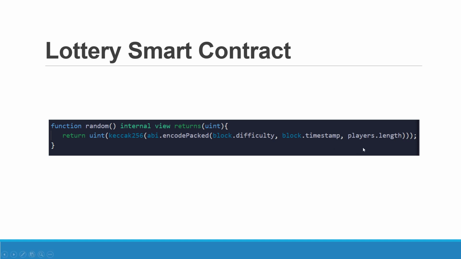And then we have players.length. Again, this is something which is very much predictable. So you can clearly see that in our smart contract, the random number that we are using is totally predictable. It is not a random number at all. And this poses a great threat to our lottery smart contract, right? So what is the solution to this? We are going to talk about that in our upcoming slide.